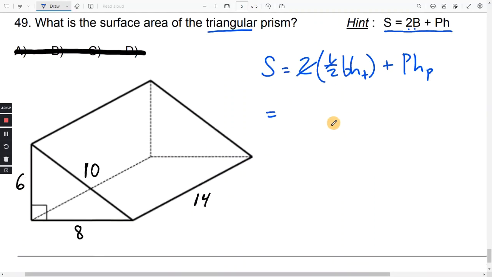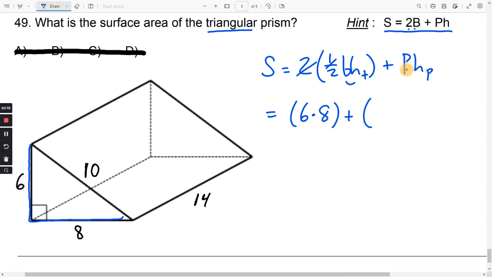And the base and the height for a right triangle is just going to be the legs, the sides that are not the hypotenuse. So the base and the height are basically 6 and 8. Alright, so it's just going to be 6 times 8 or 8 times 6. Plus perimeter of the base. It's going to be 6 plus 8 plus 10.